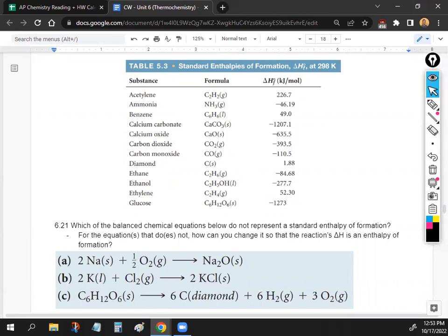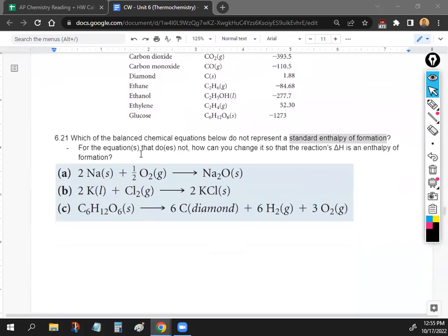All right, so I'll give you guys maybe about 3 minutes to try it out, and then we'll go over it together. So just see, do these 3 reactions represent standard enthalpy of formation based on the definition we looked at? And if not, how can we change it to make it represent it? Okay, let's start with A.